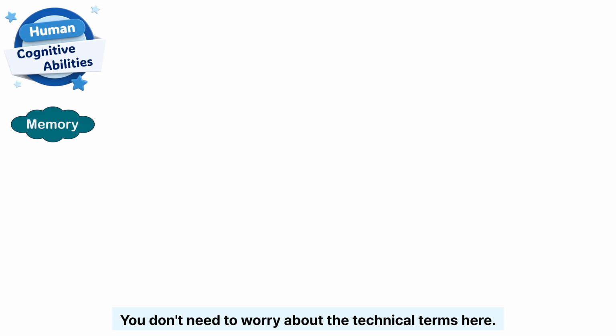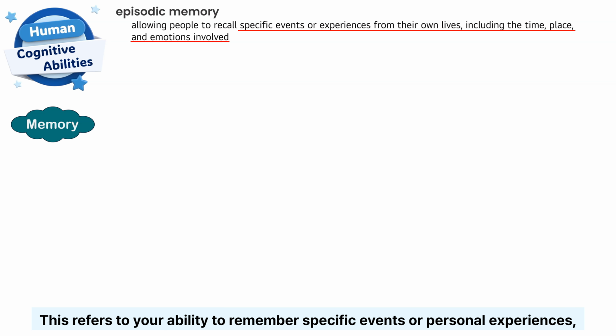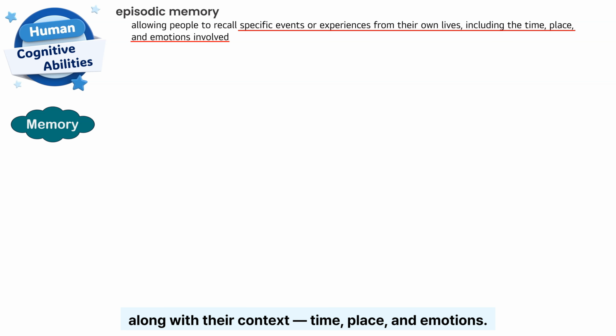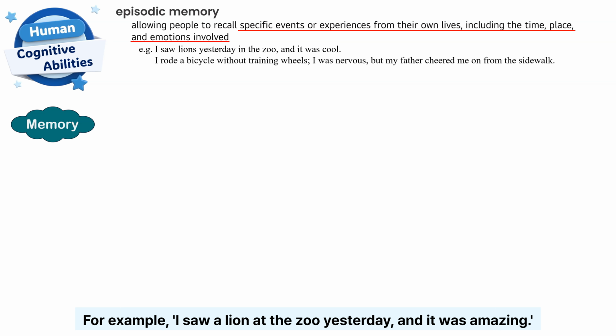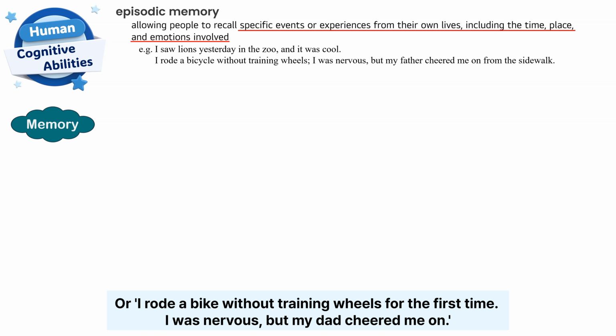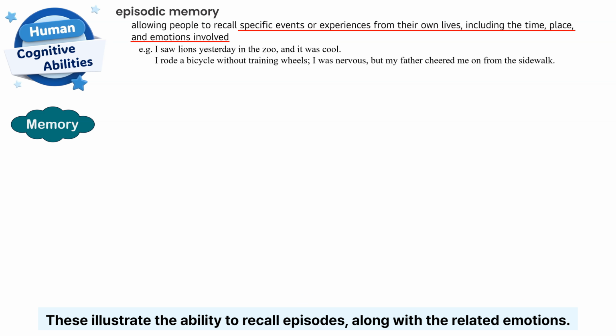You don't need to worry about the technical terms here. First, episodic memory. This refers to your ability to remember specific events or personal experiences along with their context, time, place, and emotions. For example, I saw a lion at the zoo yesterday and it was amazing. Or, I rode a bike without training wheels for the first time. I was nervous, but my dad cheered me on.